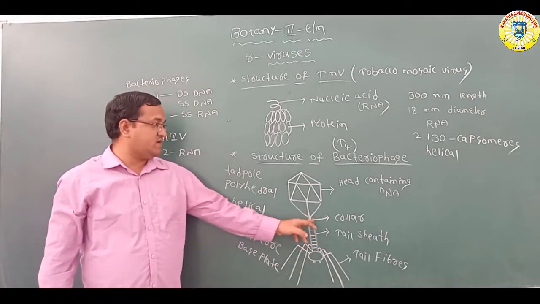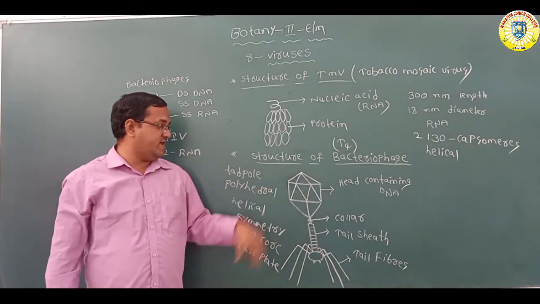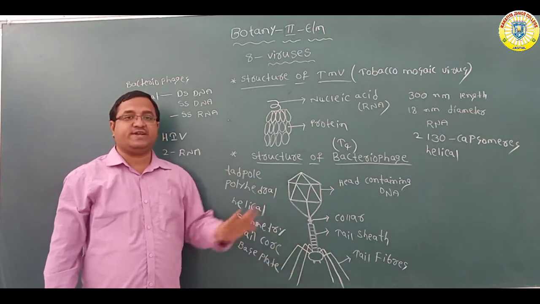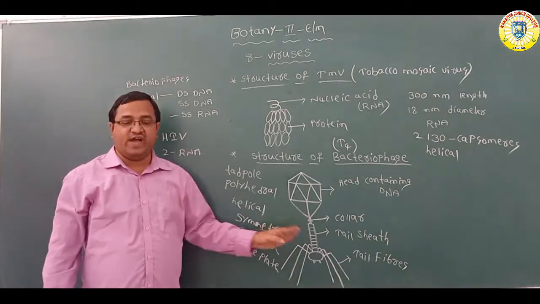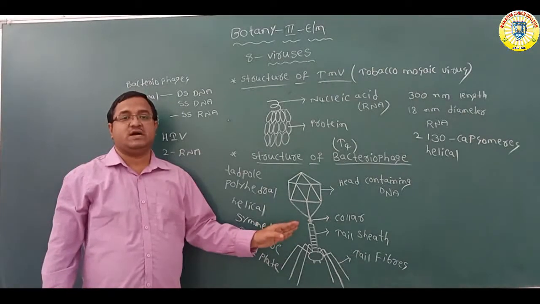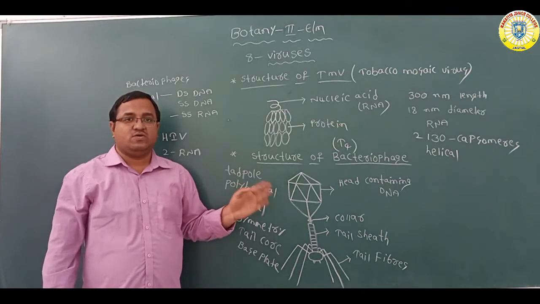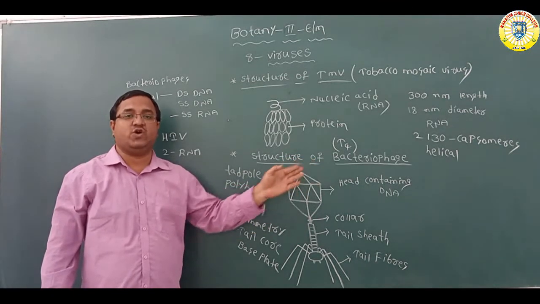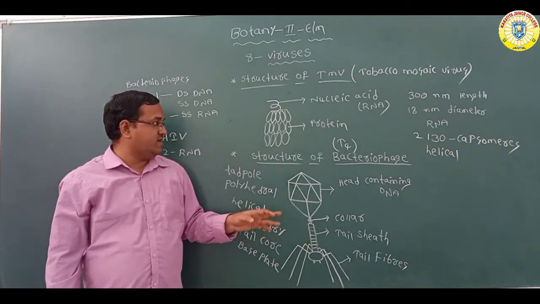Okay, next, the collar. The head and the tail are both connected through the collar. The head contains DNA and shows polyhedral symmetry. The tail shows helical symmetry. So this is about the structure of the bacteriophage, which appears like a tadpole larva-like structure. This is the T4, T-even, bacteriophage.